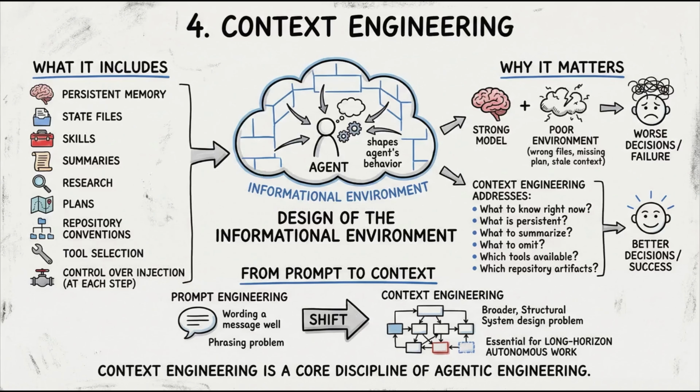Why does this matter so much? Because even the most advanced, powerful AI model will fail if its informational environment is poor. If an agent loads the wrong files, if it is missing the overall project plan, if it cannot see the rules of your repository, or if old stale information is overwhelming the current task, the agent will simply make bad decisions. Good context engineering addresses these risks by asking a series of strategic questions.